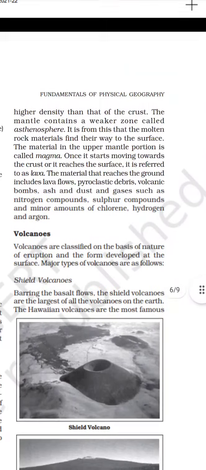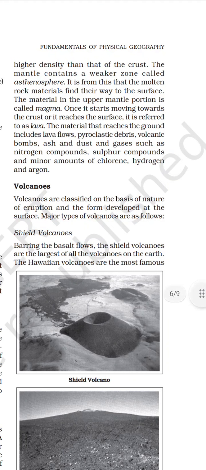The mantle contains a weaker zone called asthenosphere. It is from this that the molten rock materials find their way to the surface. The material in the upper mantle portion is called magma. Once it starts moving towards the crust or reaches the surface, it is referred to as lava.